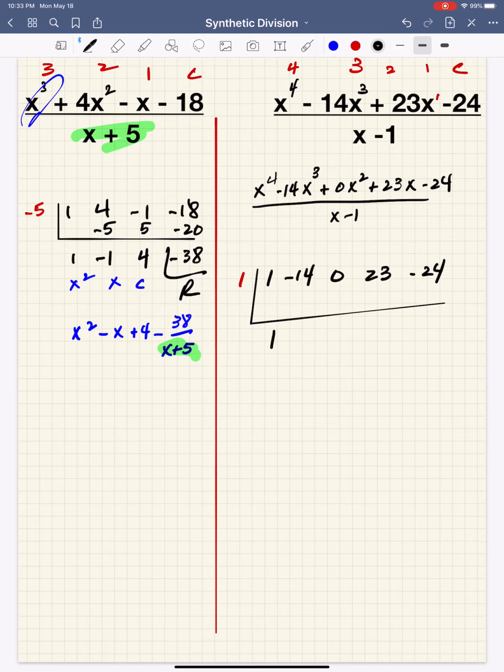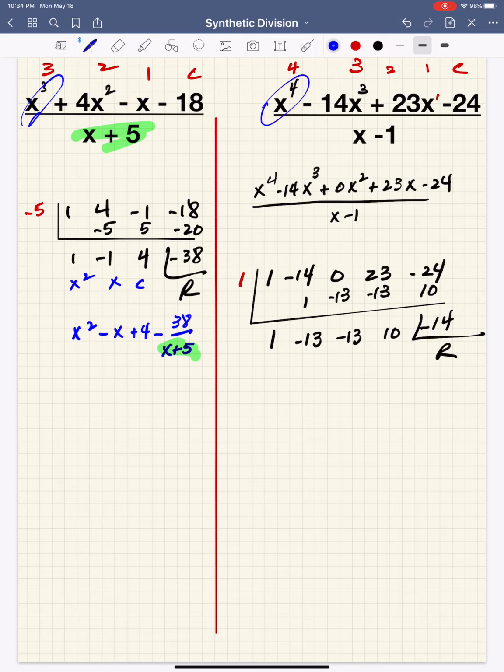Bring down the 1. 1 times 1 is 1. Add it, you get negative 13. Negative 13 times 1 is negative 13. You get negative 13 again. 1 times negative 13 is negative 13. When you add that, you get 10. 1 times 10 is 10, and you get negative 14 remainder.